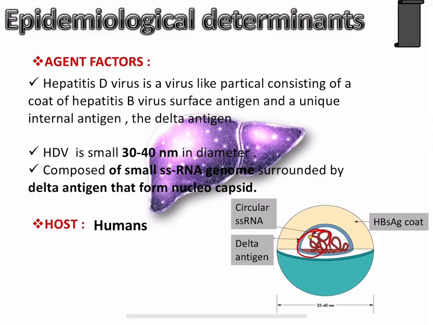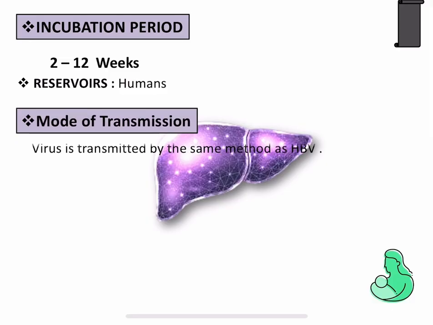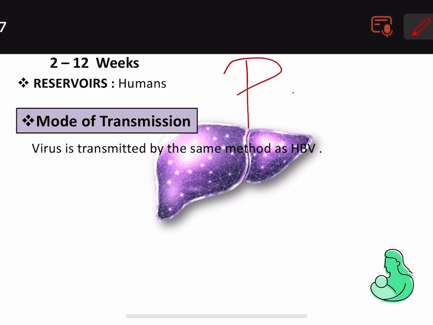The host factor are the humans. Humans are those which are infected with HDV. Moving further to the incubation period, it is 2 to 12 weeks. The reservoir of infection are the humans. The mode of transmission, I told you it is parenteral. What you have to have in your mind is the route of transmission is parenteral.